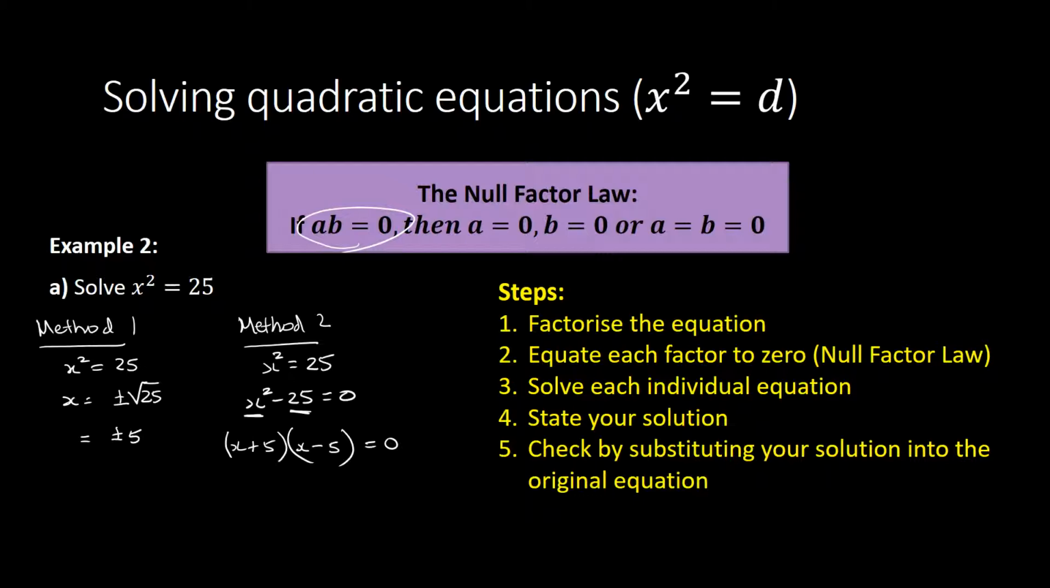Okay, so now we've got what we're very familiar with seeing: a bracket times a bracket is equal to 0. We factorize the equation. We want to use the Null Factor Law now to equate each of these factors to 0. So we know that either x plus 5 is equal to 0 or x take away 5 is equal to 0. Solve each of those. If x plus 5 is equal to 0, then x is equal to negative 5. If x minus 5 is equal to 0, x is equal to 5.